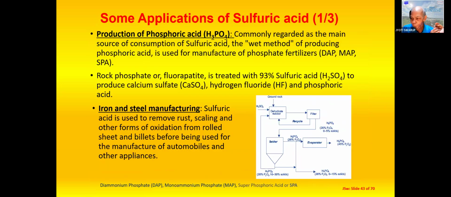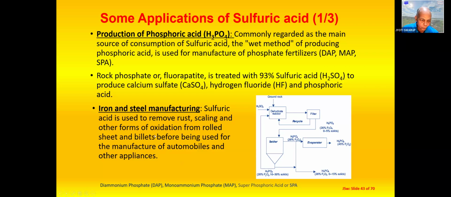Now some applications of sulfuric acid. Production of phosphoric acid is a main application. This phosphoric acid is converted into fertilizer, and fertilizer is commonly regarded as the main consumer of sulfuric acid. The wet method of producing phosphoric acid is used for manufacture of phosphate fertilizers, which can be DAP, MAP, SSP. Rock phosphate or fluorapatite is treated with 93% sulfuric acid to produce calcium sulfate, hydrogen fluoride, and phosphoric acid.